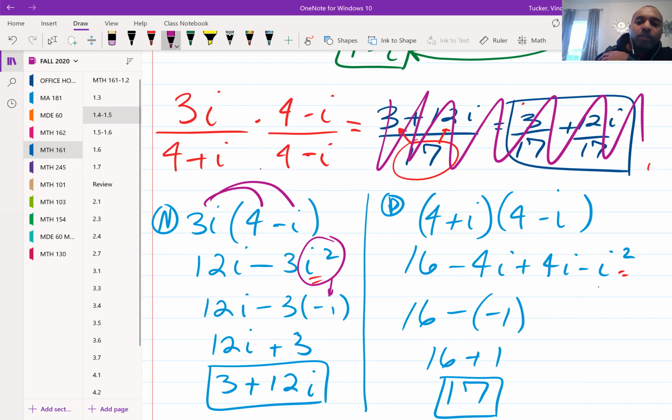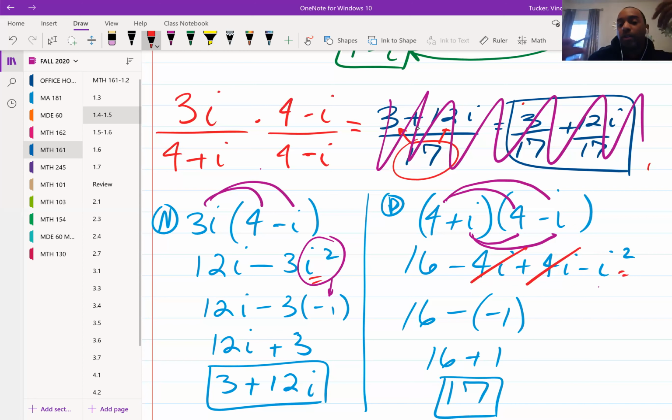All right. So now going to the denominator, we have 4 plus i times 4 minus i. And you'll notice what happens here when we multiply by conjugates. We got 4 times 4, which is 16. 4 times negative i is negative 4i. i times 4 is 4i. i times negative i is negative i squared. So what happens when you multiply conjugates, which is what we needed to happen, is that 4i and negative 4i will cancel. And so that's going to remove the i in our denominator.